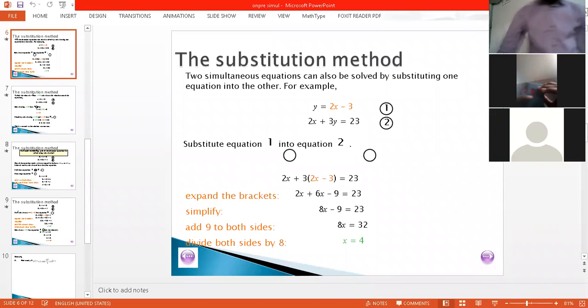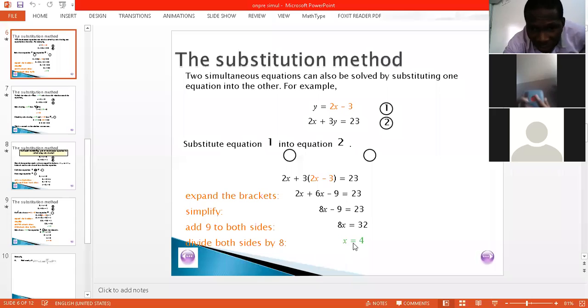Okay. Again, there is a slide in case you're just joining. Substitution method. You have y given directly as 2x minus 3. So that is what you will substitute into the second equation. When you do that, you have 2x plus 3 times (2x minus 3) equals 3. So it's linear enough. From there, you get x equals 4.